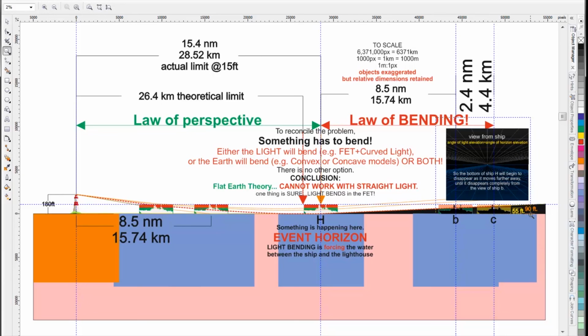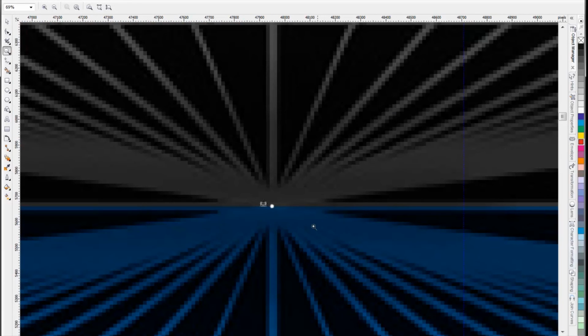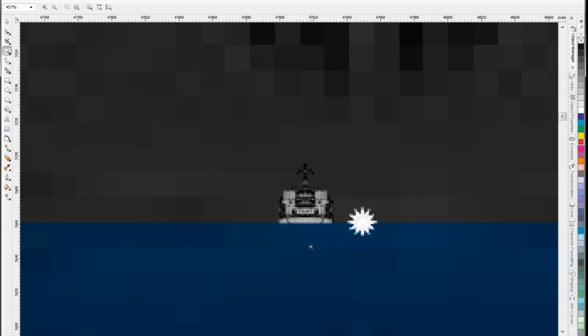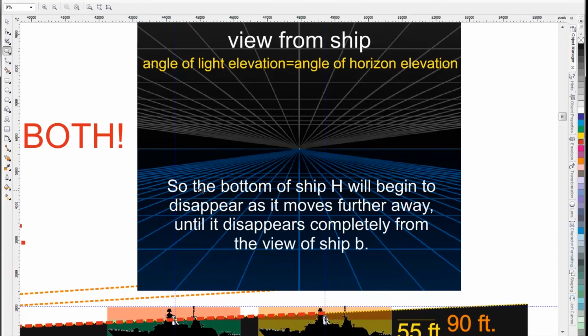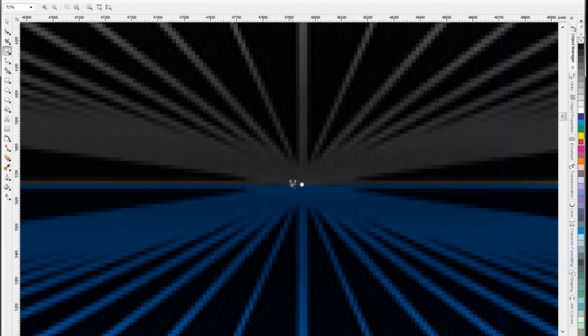And now that light bends, then the view from the ship is correct. We see the light on the edge of the horizon. And so the bottom of ship H will begin to disappear as it moves further away until it disappears completely from the view of ship B. It will slowly start to disappear as it moves further away. In the same way, if we start our engines in reverse from ship B, the light from the lighthouse will also start to disappear.